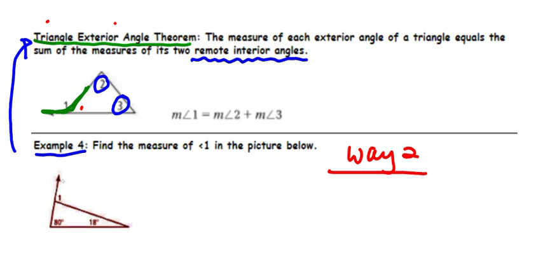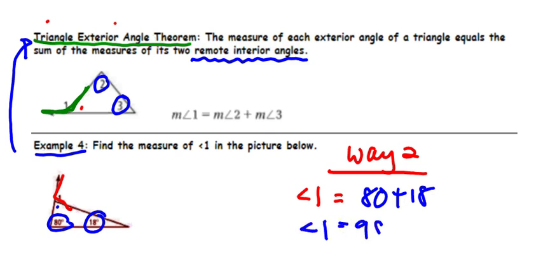Okay. Well, angle 1 is an exterior angle. So angle 1, if I'm using my little picture up here, it should be the same as if I add the two angles in the triangle that it doesn't touch. Well, I don't know the angle that it does touch. So this will be the same as adding this 80 and 18, because those are the two angles inside the triangle that it doesn't touch. So 80 plus 18, angle 1 equals 98 degrees, which is what we got before. It just took a little bit longer.